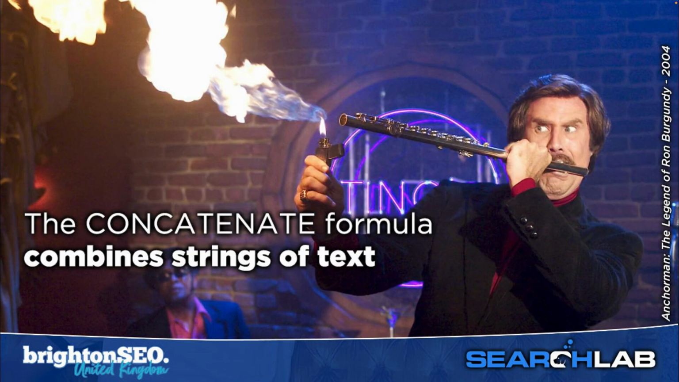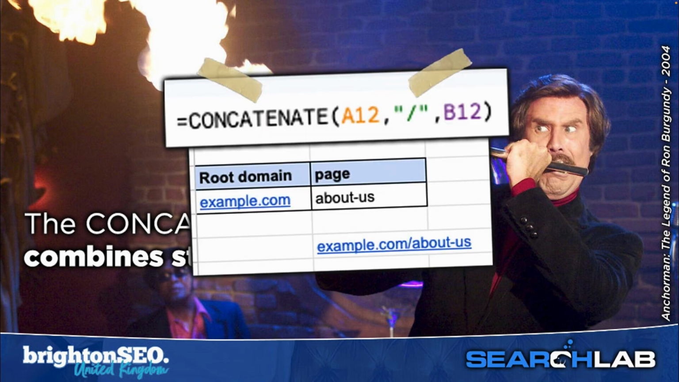CONCATENATE is great. It lets you combine strings of text. So in this case, if we wanted to take a root domain and a page URL string, we could get the full URL by saying CONCATENATE the first cell with a slash in the middle and the next cell, and we get the resulting full URL.